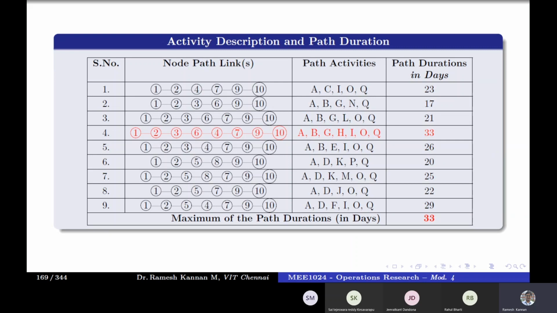What do we mean by critical activity? It is an activity that doesn't have any buffer time, where the activity has a total float of 0. If the events have no buffer time, then those events are called critical events, and the critical events are connected by critical activities, and the path that consists of critical activities is called the critical path.